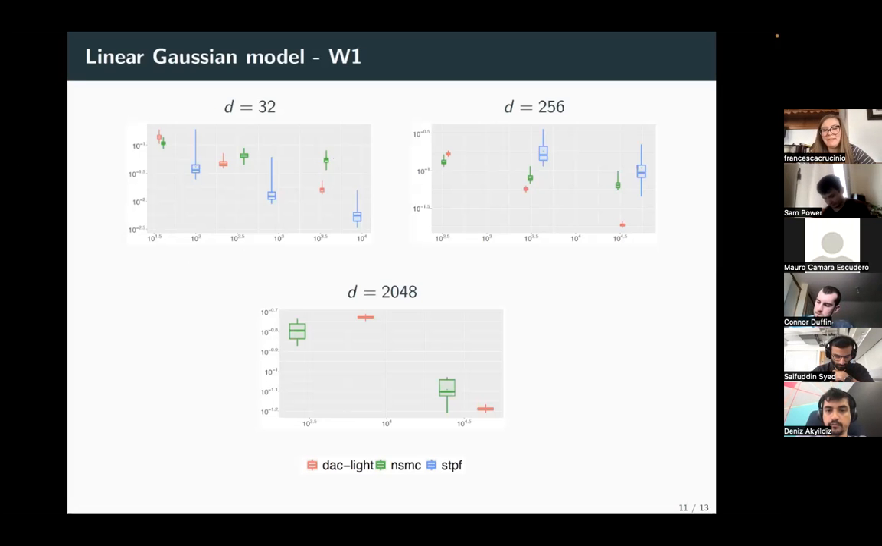It turns out that if the dimension is small enough, space-time particle filters do work quite well, but if the dimension increases, they don't, and they are very, very costly. So for dimension 2000, I didn't even include it because it would take more than 5 days to run. And going from left to right, you have an increasing number of particles from 100 to 10,000.